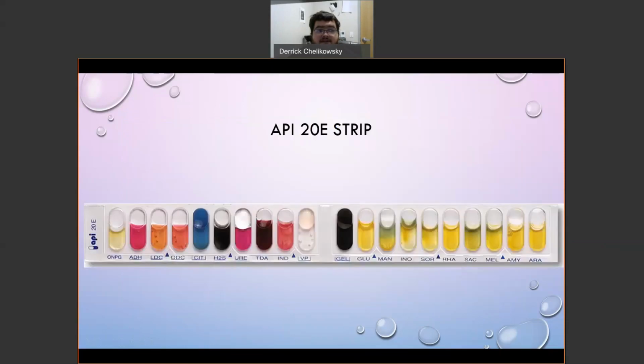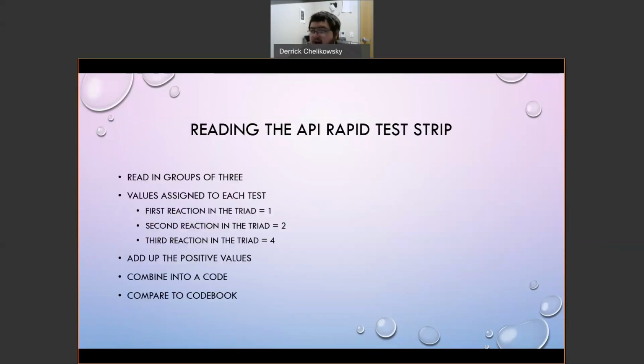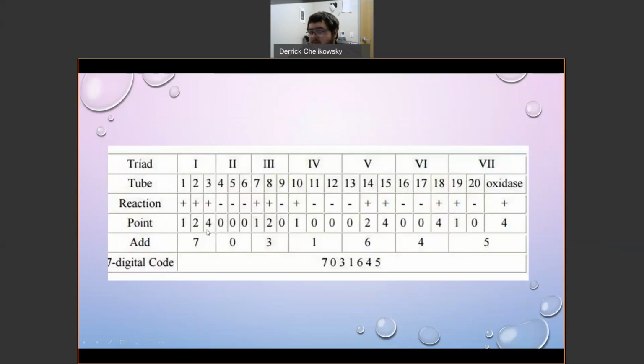The API is a very similar thing. Here is the full API strip. This is full positive tests. Same thing with the triad, only this time the far right one is the 4, where the left one is the 1. So in this case, it's 4, 2, 1, which is 7, and then we get our code. And our 7-digit code is 7031645.